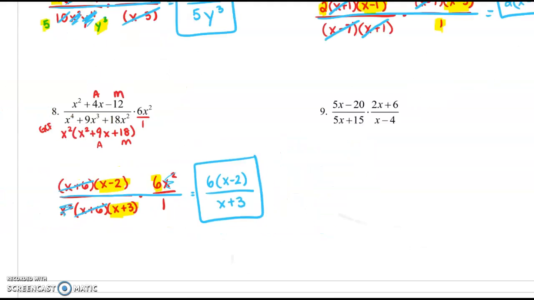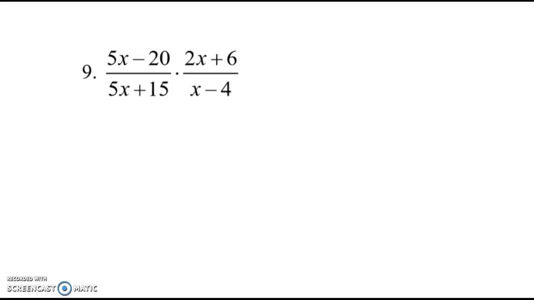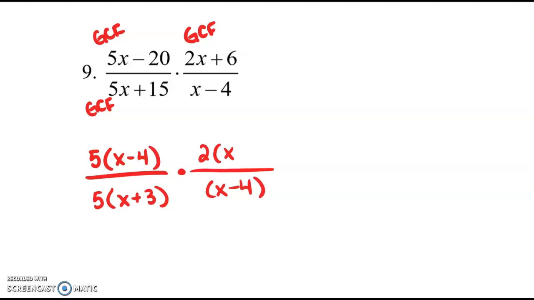Last one, I think, for the multiplication, and then we'll talk about division. All right, for the top and the bottom, these are both GCFs. GCF, GCF, and this is a GCF. Wow, GCFs everywhere. So 5 gives me x minus 4. 5 gives me x plus 3. The bottom stays the same as x minus 4, and this is 2x plus 3.